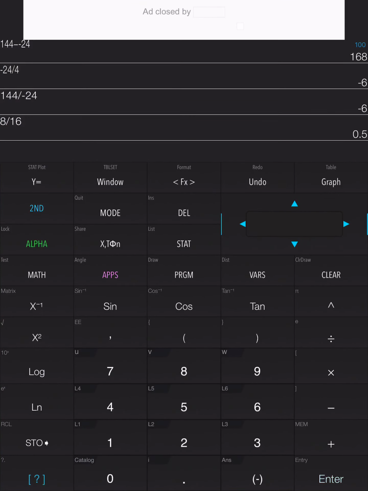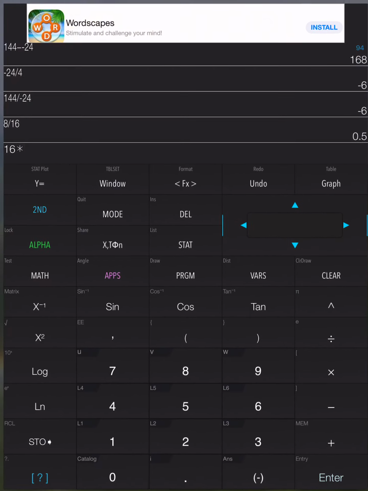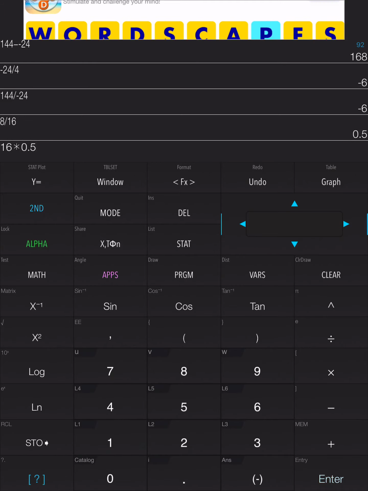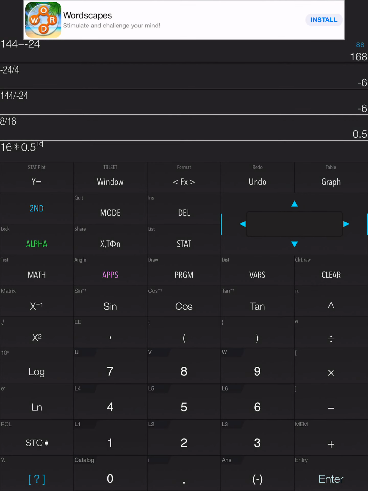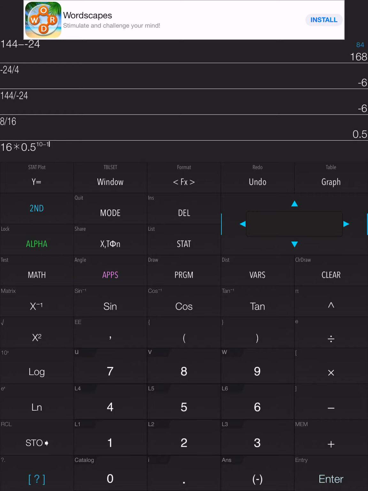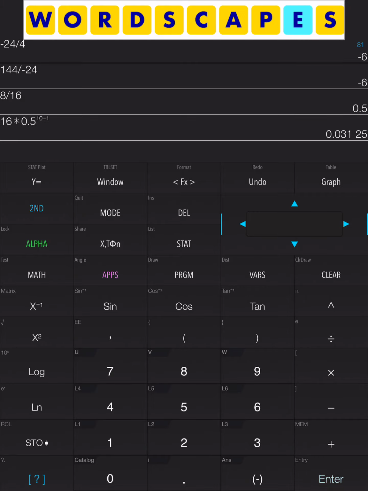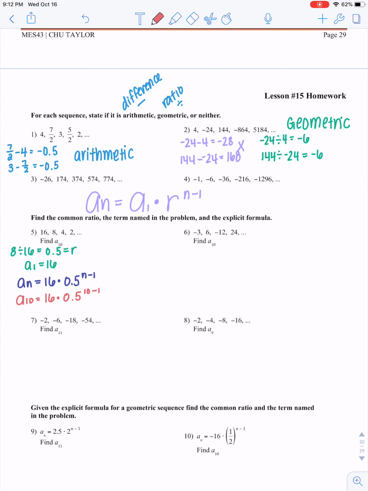So we have 16 times 0.5, and then to the 10 minus 1. Notice that your 10 and a 1 are both in your exponent. Hit enter and I get 0.03125. So your 10th term is going to be 0.03125.